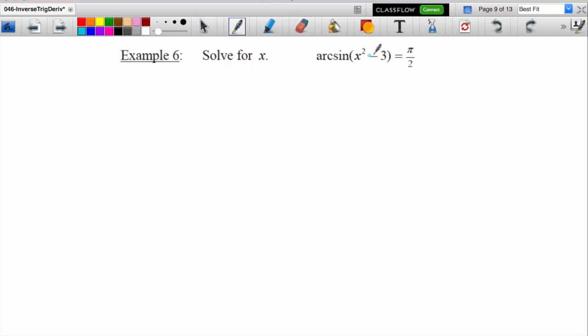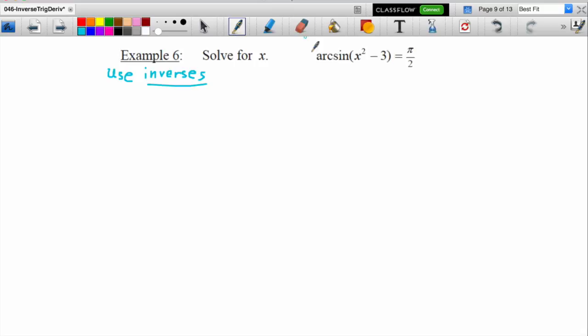Arcsine of x squared minus 3 equals sine of pi over 2. Can you do this one yet? Do you have an idea of what to do? Go ahead and try it. Pause the video right now and try it. 3, 2, 1. The idea is to use inverses. If that's enough of a hint, pause it now.